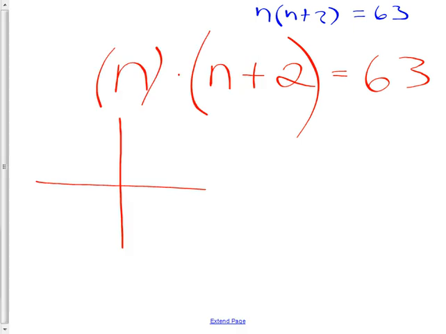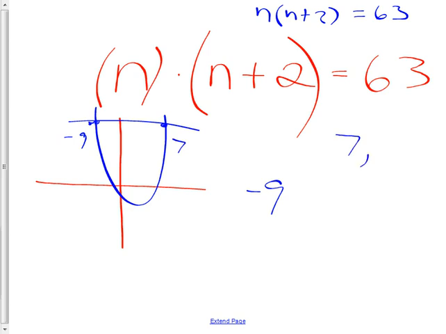-9 was an interesting option. -9 is one of the places that they crossed, but that is not necessarily an odd number combination I'd want to use, but it actually will work. The other one was what? 7. All right, I'd use that one. 7, and then what's the next odd number? 9. And isn't 7 times 9 equal to 63? There's 2 consecutive odd numbers at 63.